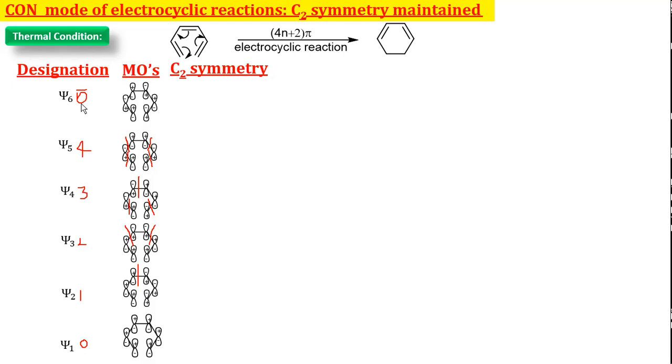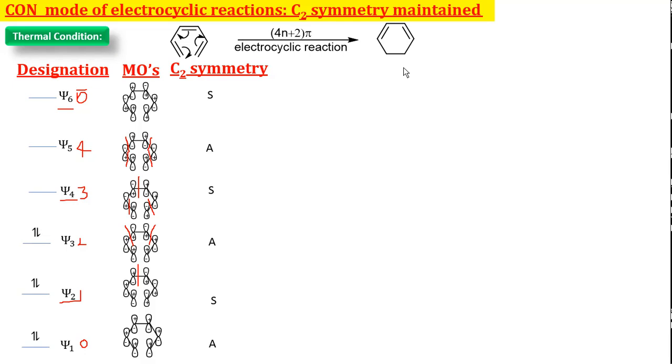Okay, so let's classify the C2 symmetry. I already told you, the molecular orbitals with even number are symmetric, odd numbers are asymmetric with respect to C2 symmetry. Yes, you can see that. So let's fill the electronic configuration. Psi 1 has 2 electrons, psi 2 has 2 electrons, psi 3 has 2 electrons. There are no electrons in the remaining orbitals because 6 pi electrons are present, 3 pi bonds, 3 into 2, 6.